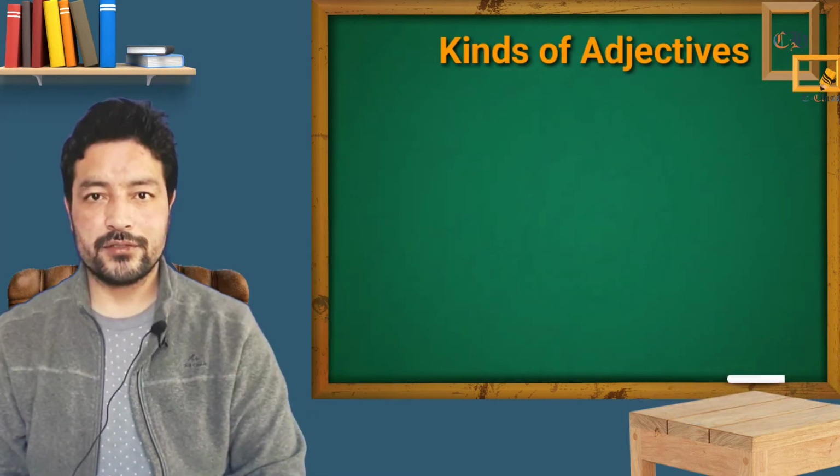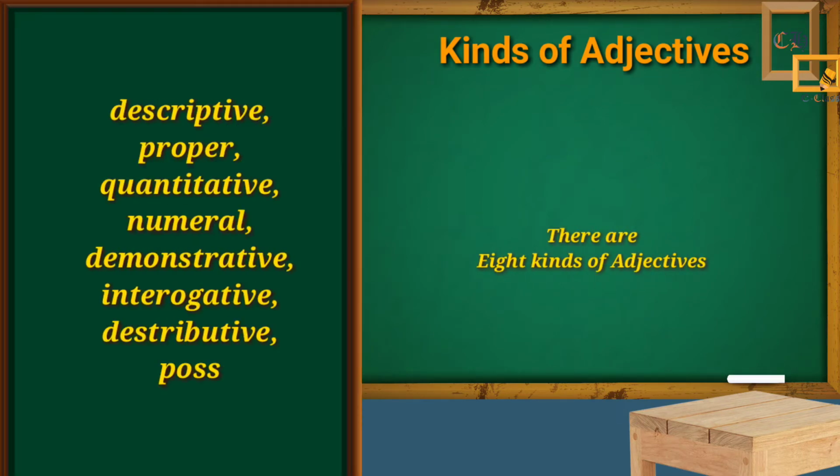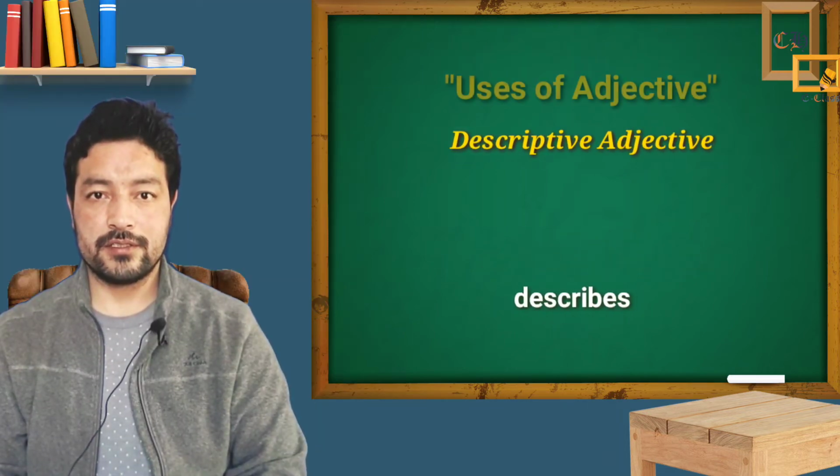Let's go to the kinds of adjectives. There are 8 kinds of adjectives. Those are descriptive adjective or adjective of quality, proper adjective, quantitative adjective, numeral adjective, demonstrative adjective, interrogative adjective, distributive adjective, and possessive adjective. Let's know about the descriptive adjectives.